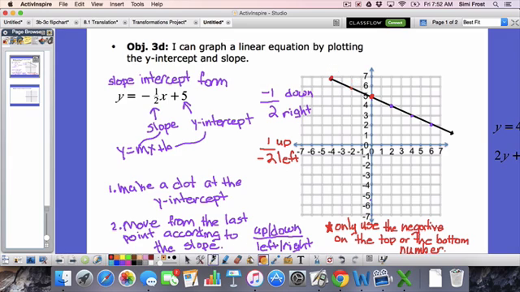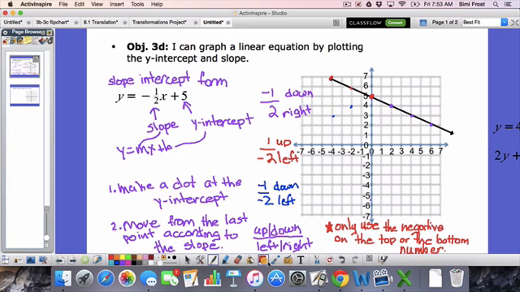What will matter, what will be a mistake, and so just follow along, but this is definitely not correct, is if I use the negative twice. If I go -1 over -2, that means I'm going down and I am going left. So you have to make sure you only use the negative once, because if I go down 1 and left 2, I end up over here, and I definitely have a different line in this case.